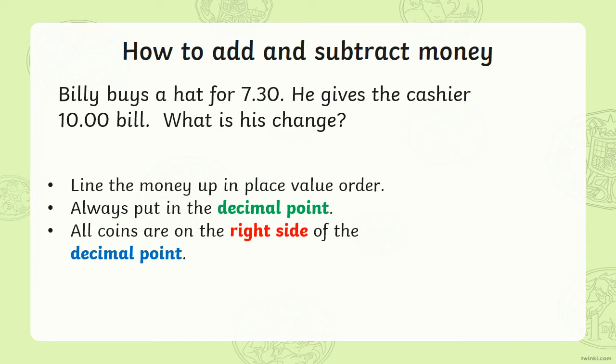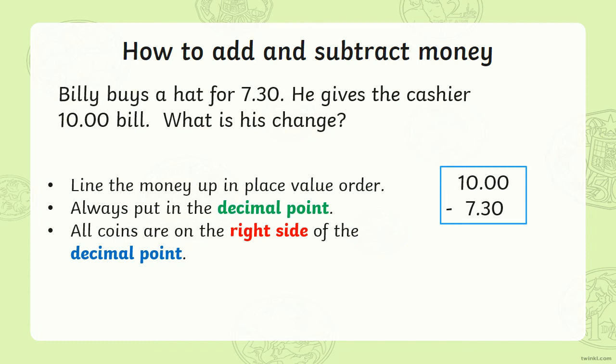Remember, line up our money in place value order. Always put in our decimal point, and all coins, cents, go to the right of the decimal point. Notice here, we have the money he's giving to the cashier at the top. The money he spent for the hat goes at the bottom. We see our operational sign, which is a takeaway sign. And so we take away.